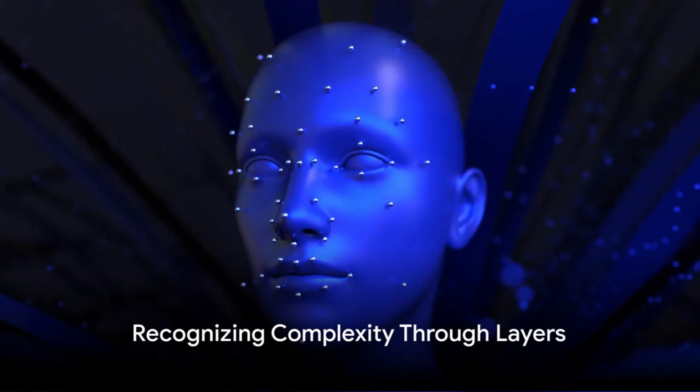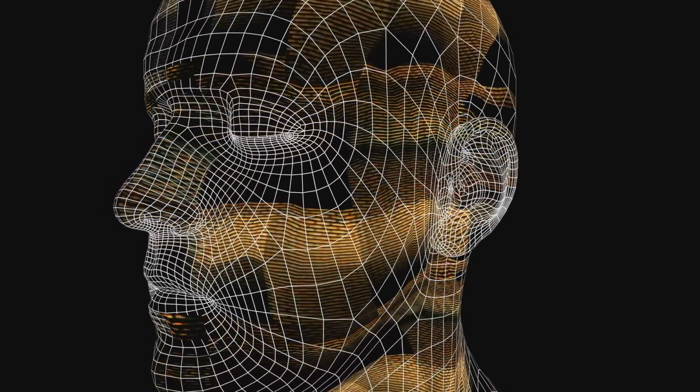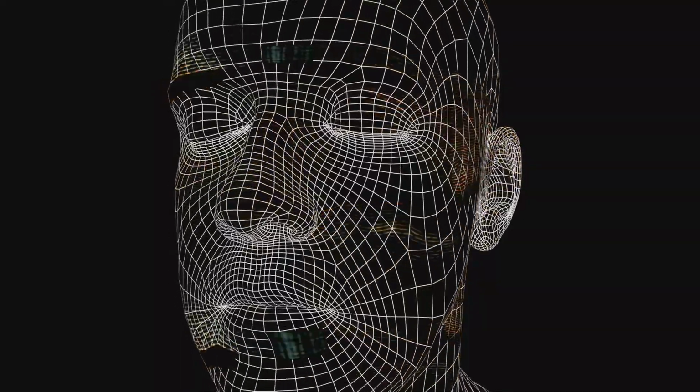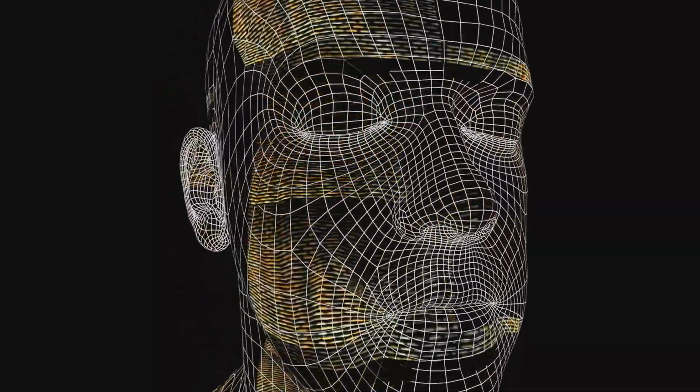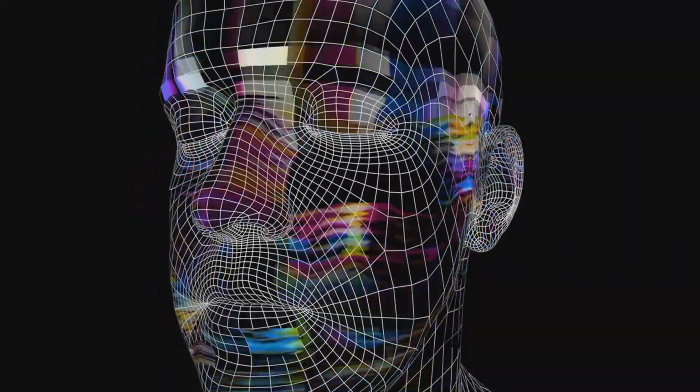Here's another way to look at it. Imagine you're trying to recognize a face. The first layer might identify simple features like edges. The next layer might combine these edges to recognize shapes, like the outline of a nose or the curve of a mouth. Further layers might put these shapes together to recognize the whole face.